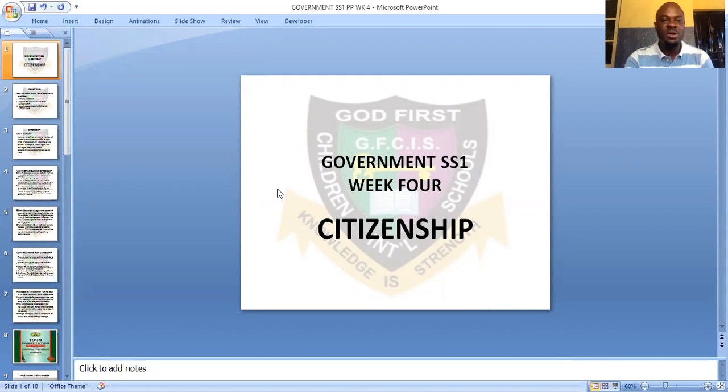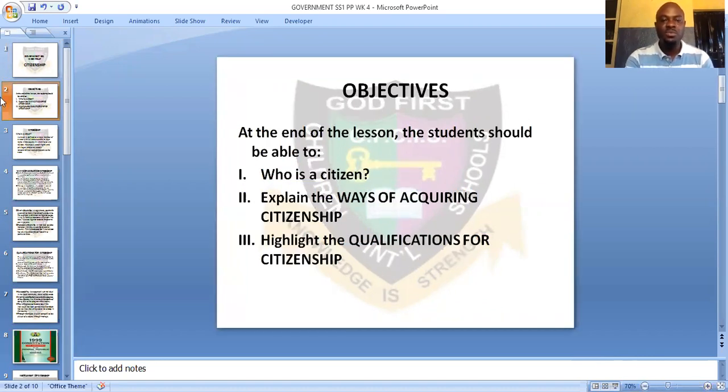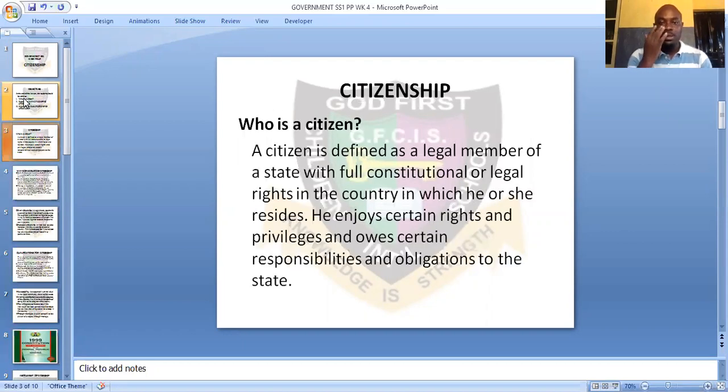But first, let's look at our learning objectives. That is what we are expected to learn at the end of the lesson. The first one there is: who is a citizen? That is, you should be able to define who a citizen is. Number two, explain ways of acquiring citizenship. That is, in an environment, how can you acquire citizenship? Then the third one, you should be able to highlight the qualifications for citizenship. Let's now go into the matter of the day.